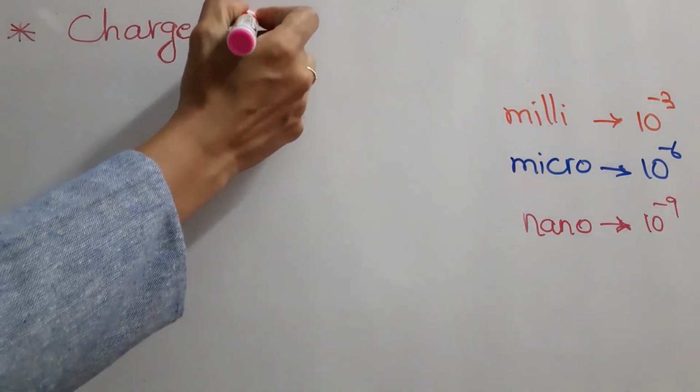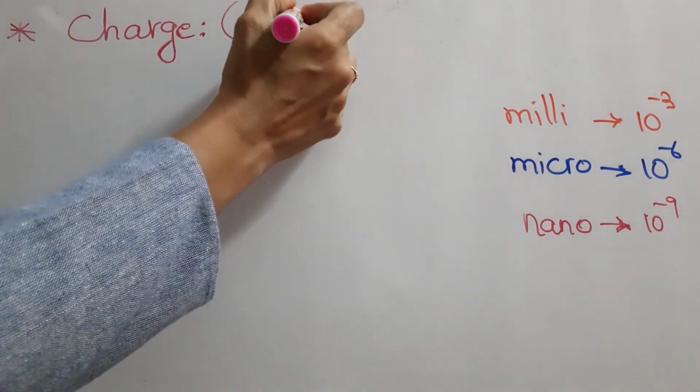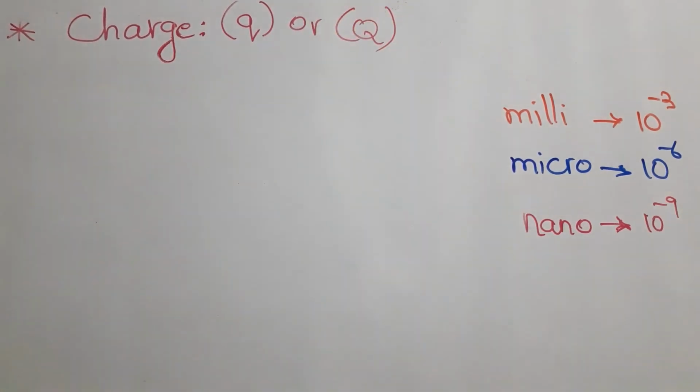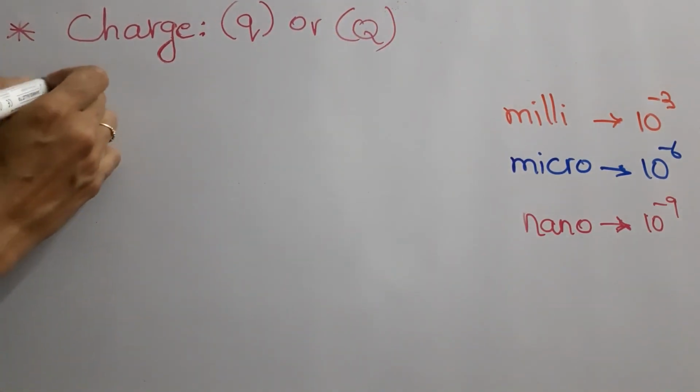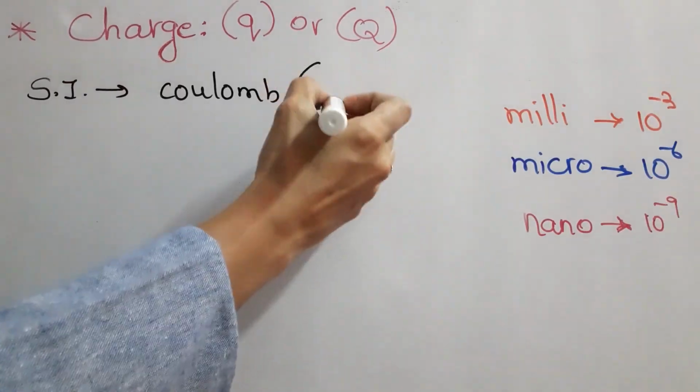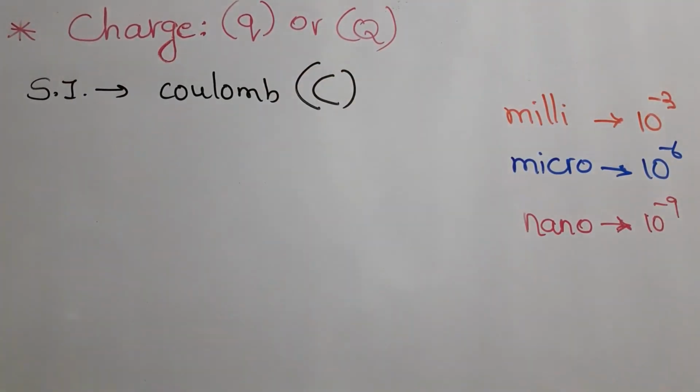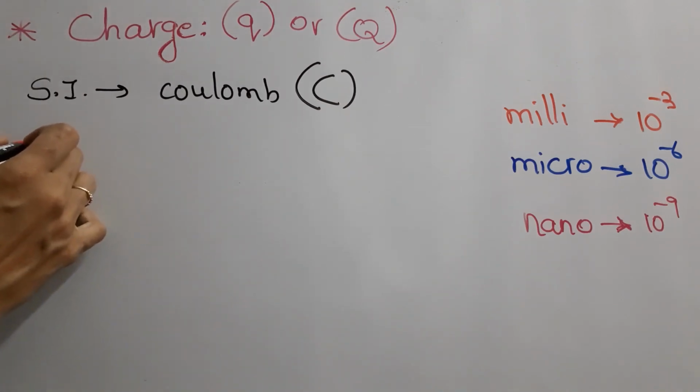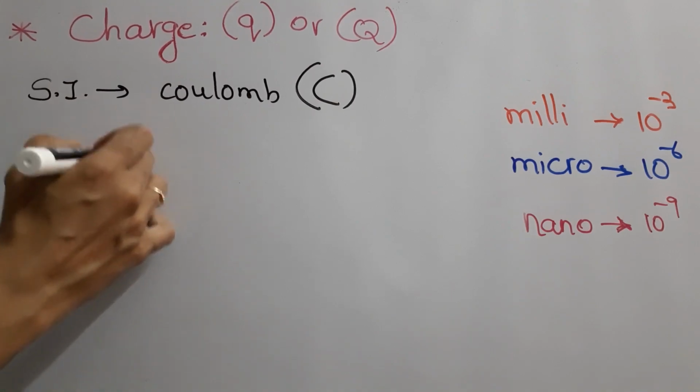Charge is symbolically denoted by small q or capital Q. Now for measuring charge, the SI unit is coulomb. It is denoted by capital C. Now coulomb is quite a big unit of measuring charge. So for measuring smaller magnitudes of charge, we use the prefix milli.